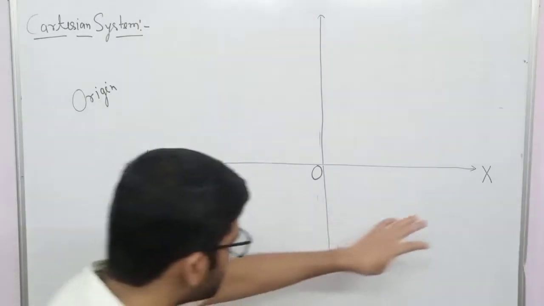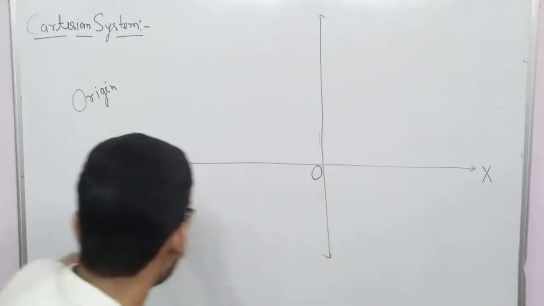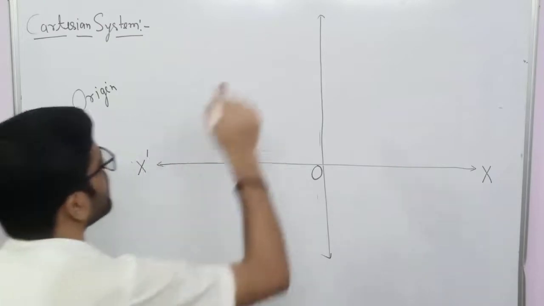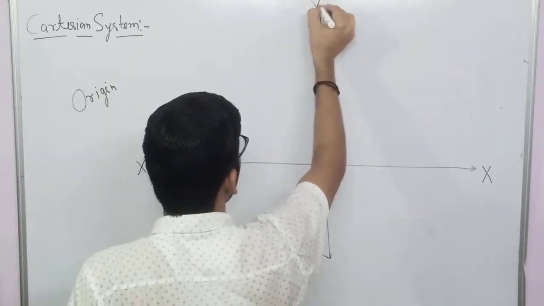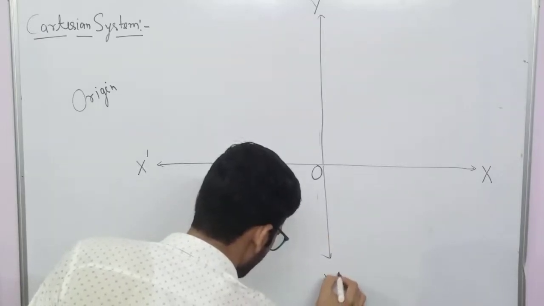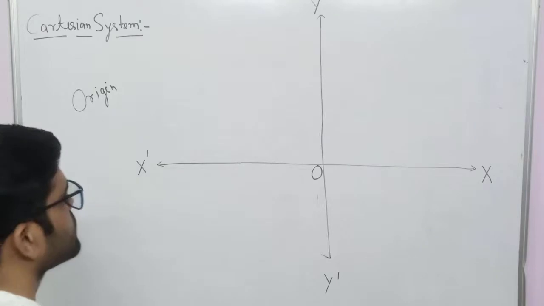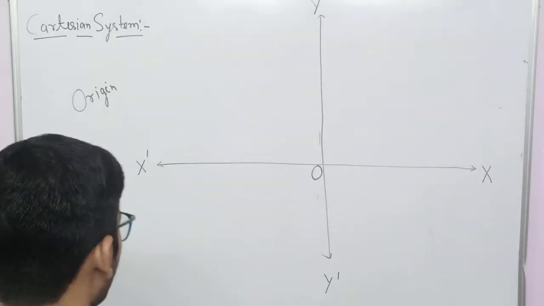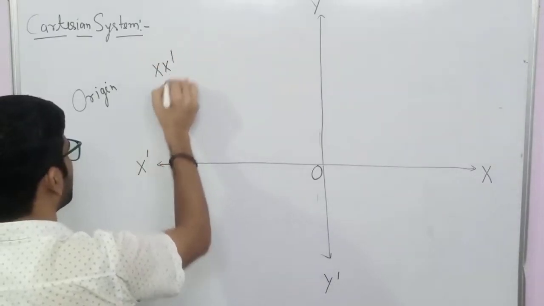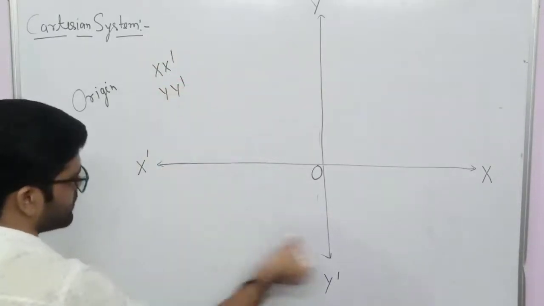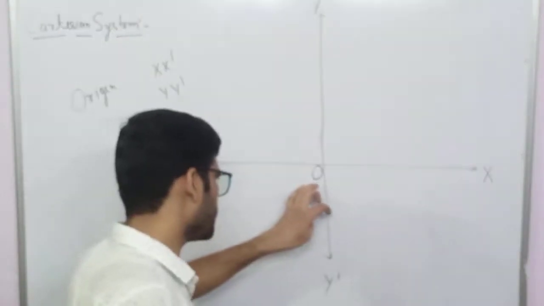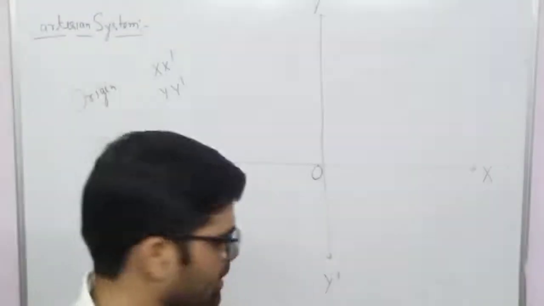X represents the positive direction and X dash the negative direction, according to the real line. And here you can write Y for the positive direction and Y dash for the negative direction. If you want to write the name of the lines, you can write X dash X, Y dash Y. These two lines intersect perpendicularly at the point O.